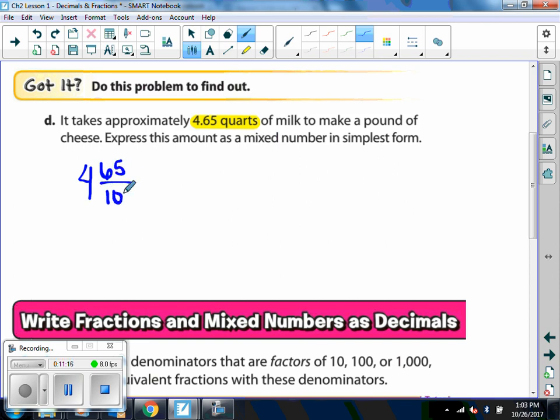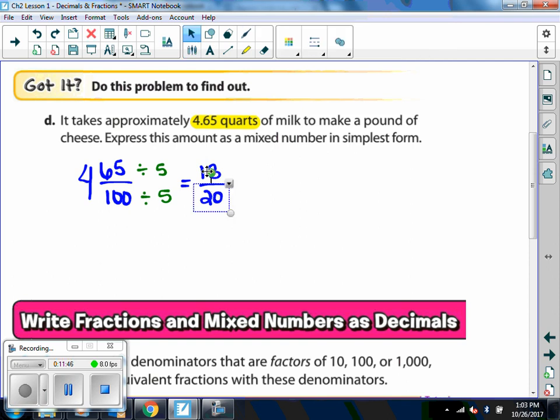And when we do that, we end up with 65 divided by 5 is 13, good. And 100 divided by 5 is 20. That's the fraction part. Don't forget, though, that we need to put that whole number part in there too, right? So that's going to be 4 and 13 twentieths. And because this is a word problem, what's my label? Quarts. Quarts. Very good. Is everybody clear?